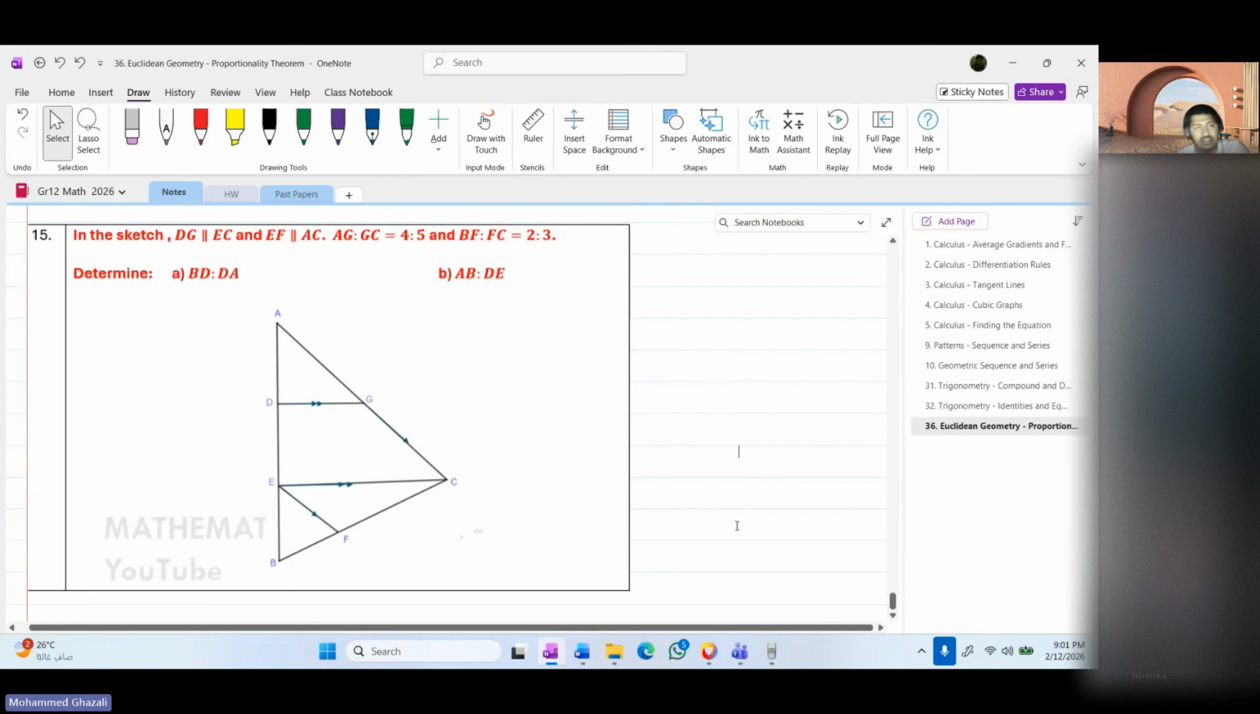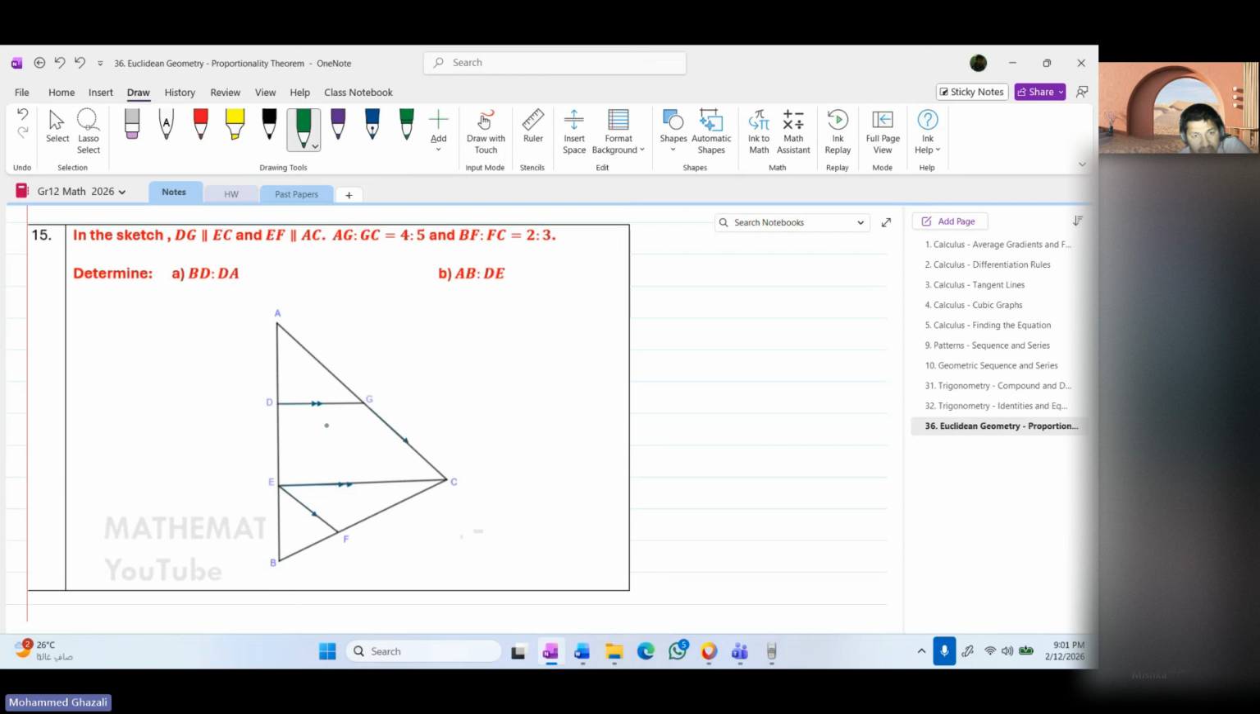In the sketch, DG is parallel to EC. The parallel lines are given, right? DG is parallel to EC. EF is parallel to AC, the entire big one. So I'm going to draw it bigger here, right? That's parallel there. Is there any other parallels? I can't see it. All right, now let's see.